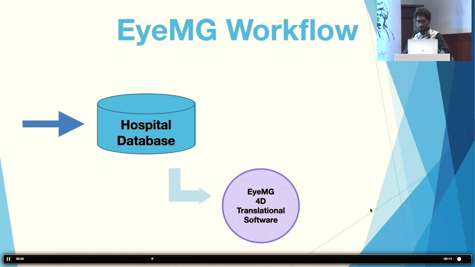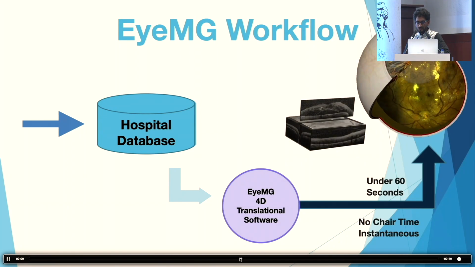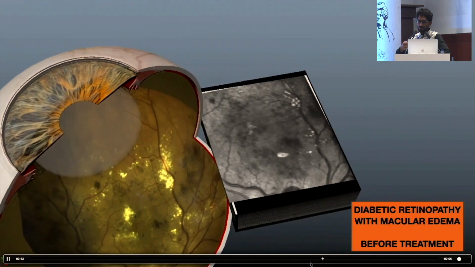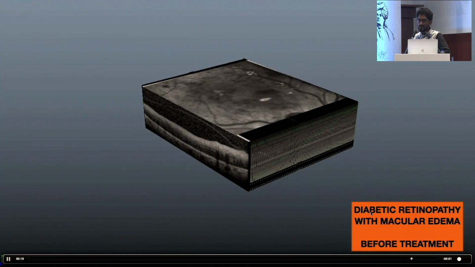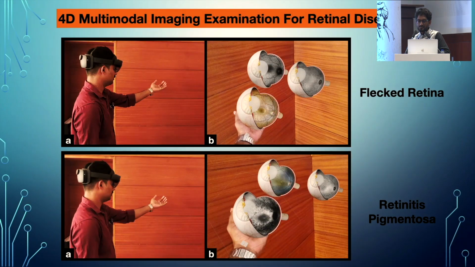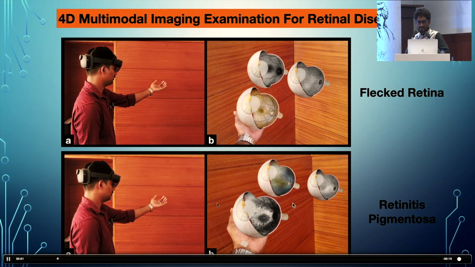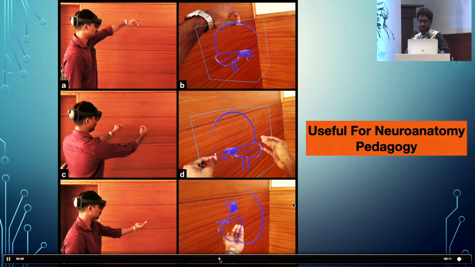So when a patient walks into the hospital, you get it into the software under 60 seconds with no instantaneous chat time. You get the holograms of the OCT extrapolated into it, and I think the eye, as a three-dimensional organ, has to be examined in 3D with the multimodal imaging that we have, and before and after treatment you can counsel the patients with it. And this is again another collection of flecked retina and retinitis pigmentosa, and also for low vision rehabilitation counseling.